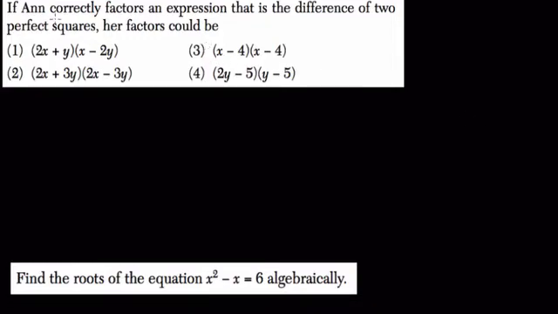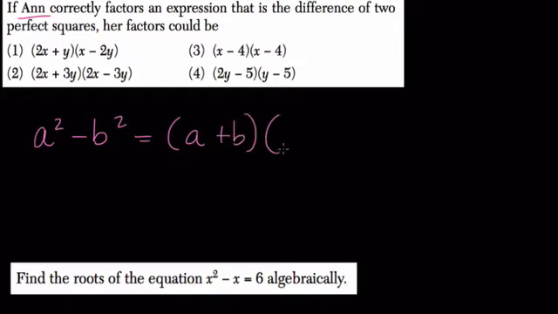Okay, so somebody named Han correctly factors an expression that has a difference of two squares. Which one could be her answer? Well, a squared minus b squared, difference of two squares, always equals a plus b times a minus b. So the first thing you should notice is that you need these alternating signs here. So out of these choices, we can automatically cross off 4 and 3. They're minus minus, and that can't happen.